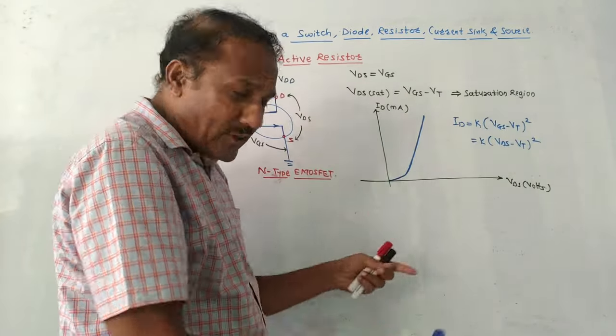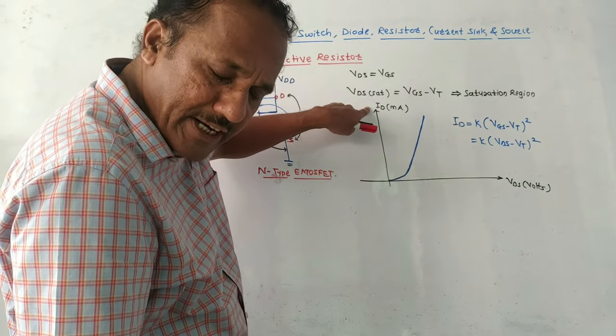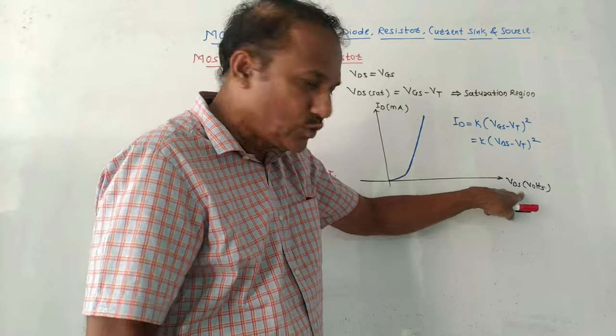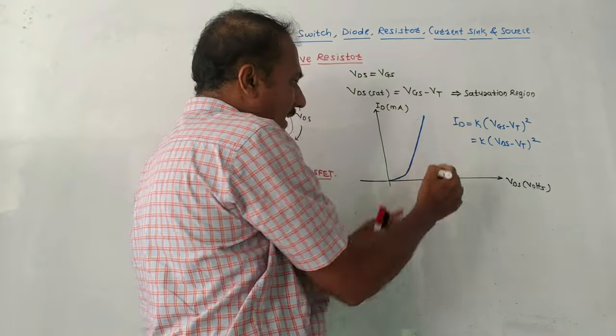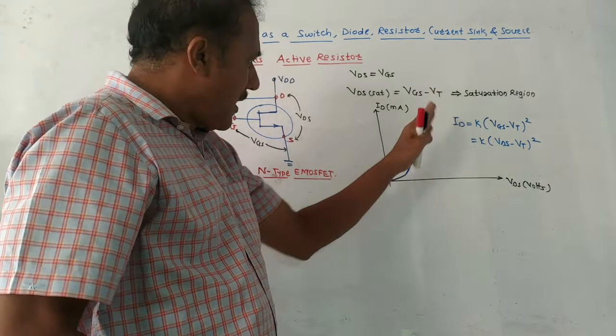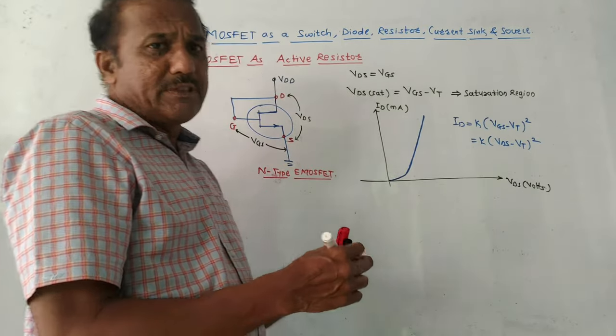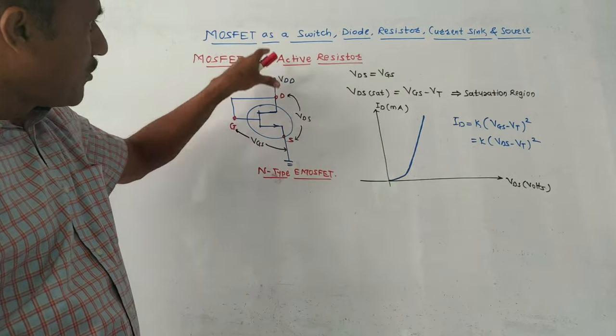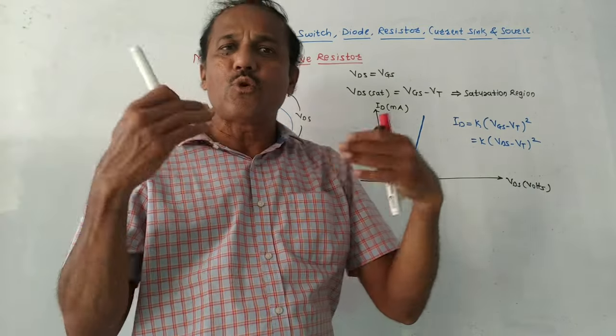Agar hum log graph plot karenge, graph of current, that is ID, drain current, versus VDS, that is voltage between drain and source, then graph will be like this. It is almost linear. After certain values, that means when you are operating it in saturation region. So in this case, the MOSFET can be used as active resistor.